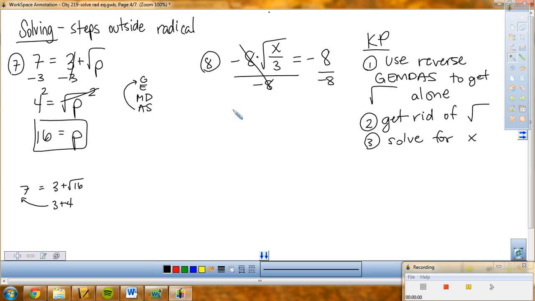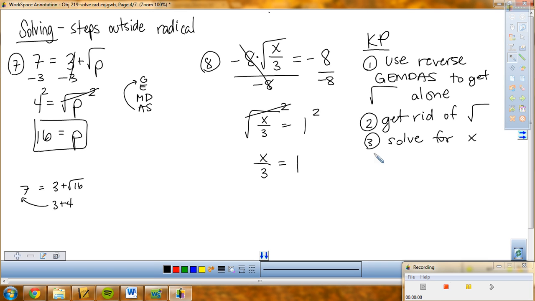So that gets rid of the negative 8. It leaves my radical by itself, and negative 8 over negative 8 is just positive 1. So now I'm on to step 2. I need to get rid of my radical. So by squaring both sides, I can undo the square root. So I have x over 3 is equal to 1 squared, which is 1.